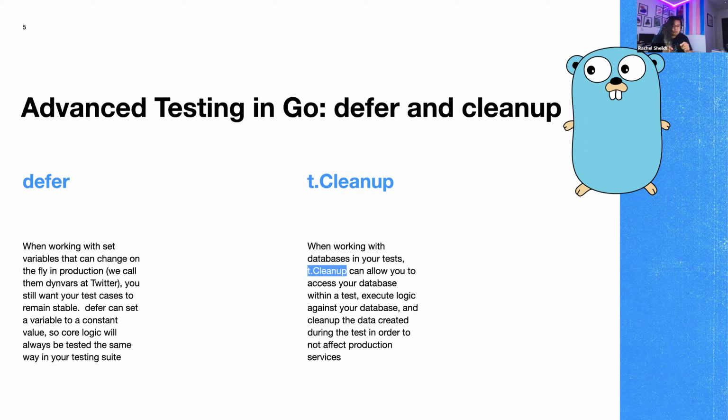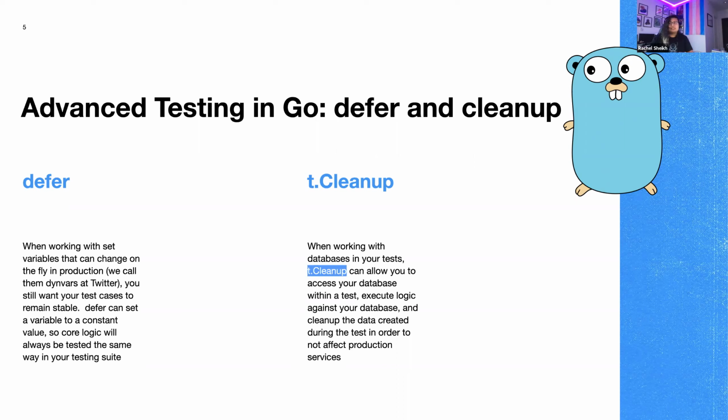So at Twitter, we have our Dynamo database and any other sort of tertiary services that we use to build out our tests and test our logic thoroughly. T.cleanup is something we add in at the very start so that we can start adding in new variables and new objects into our databases and not have to worry about affecting our production services.